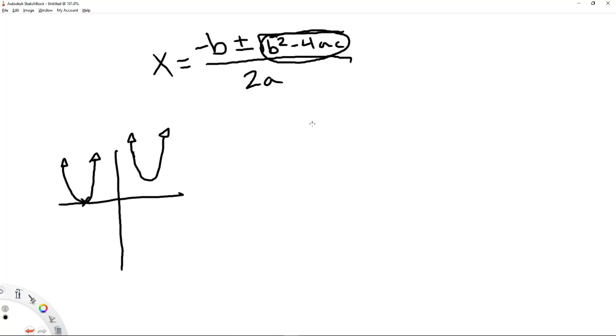The b squared minus 4ac tells us how many answers there are to the equation. We call it the discriminant because it could discriminate between the possible types of answers. When you input values for b, a, and c, if b squared minus 4 times a times c results in a positive value, there are two solutions. When b squared minus 4 times a times c results in 0, we only get one solution, which is right here. However, when b squared minus 4 times a times c results in a negative number, you get a parabola that looks like this, in which there are no answers at all.